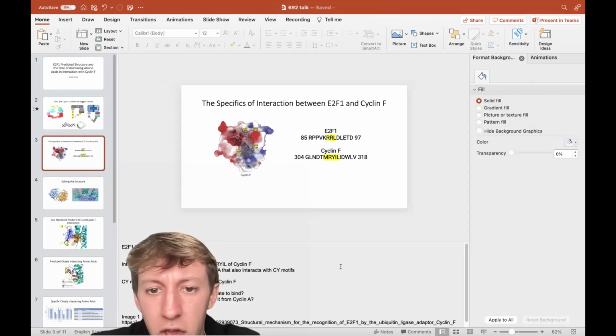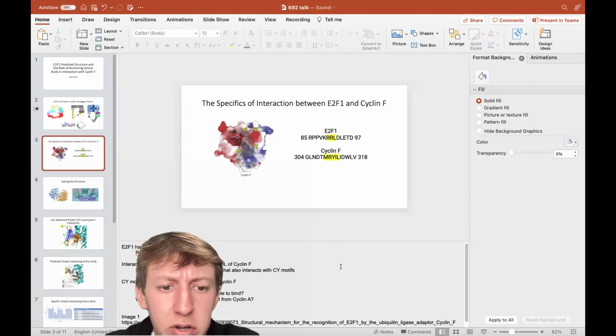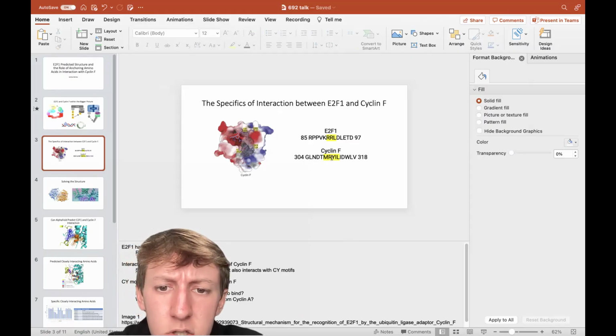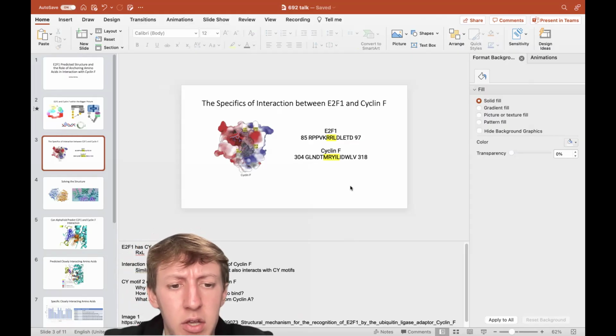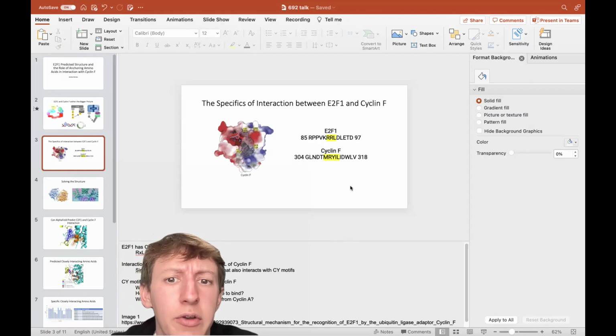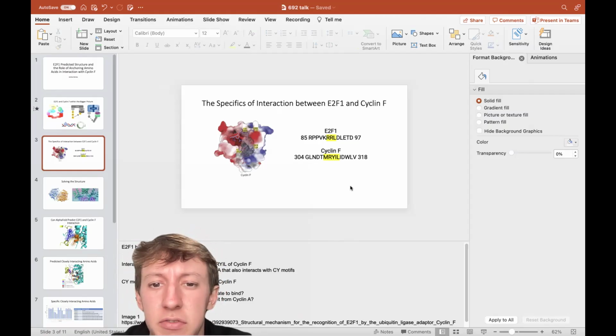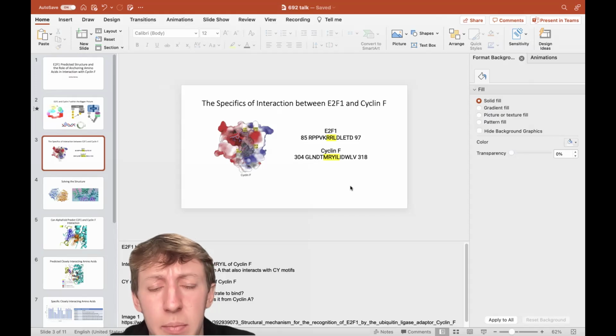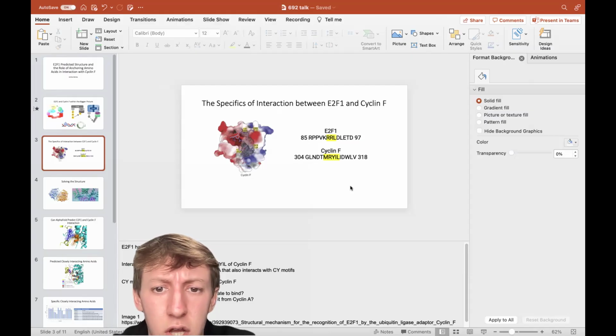And then the MREL site of cyclin F is very similar to the MREL site in cyclin A. The only difference is that this Y shown here in the middle of the MREL site of cyclin F is an A in cyclin A. And so how does E2F1 know to interact with the MREL site of cyclin F and not the MREL site of cyclin A? These are some of the questions that I've been thinking about and trying to answer through this research.